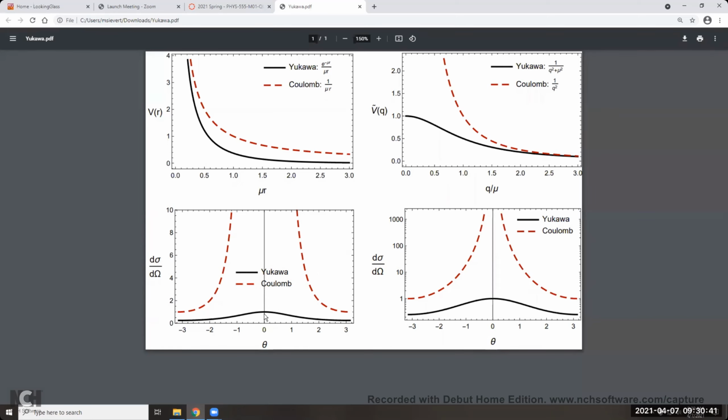You see, you get a little bump here. Both of these potentials have the same qualitative features. They are both maximum when theta is equal to 0. They both have a whole lot of low momentum modes. That means that your scattering is mostly in the forward direction. Your most probable scattering angle is 0.